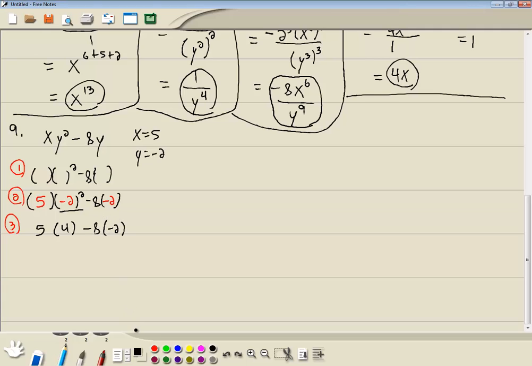Please excuse, my dear. Multiplication and division, we encounter either one from left to right. Here, 5 times 4 is 20. I'll bring everything else down. We're still doing the multiplication and division. And here I got negative 8 times negative 2, which gives us a positive 16. And then Aunt Sally, addition, subtraction, 20 plus 16 gives us 36. And that's our answer.